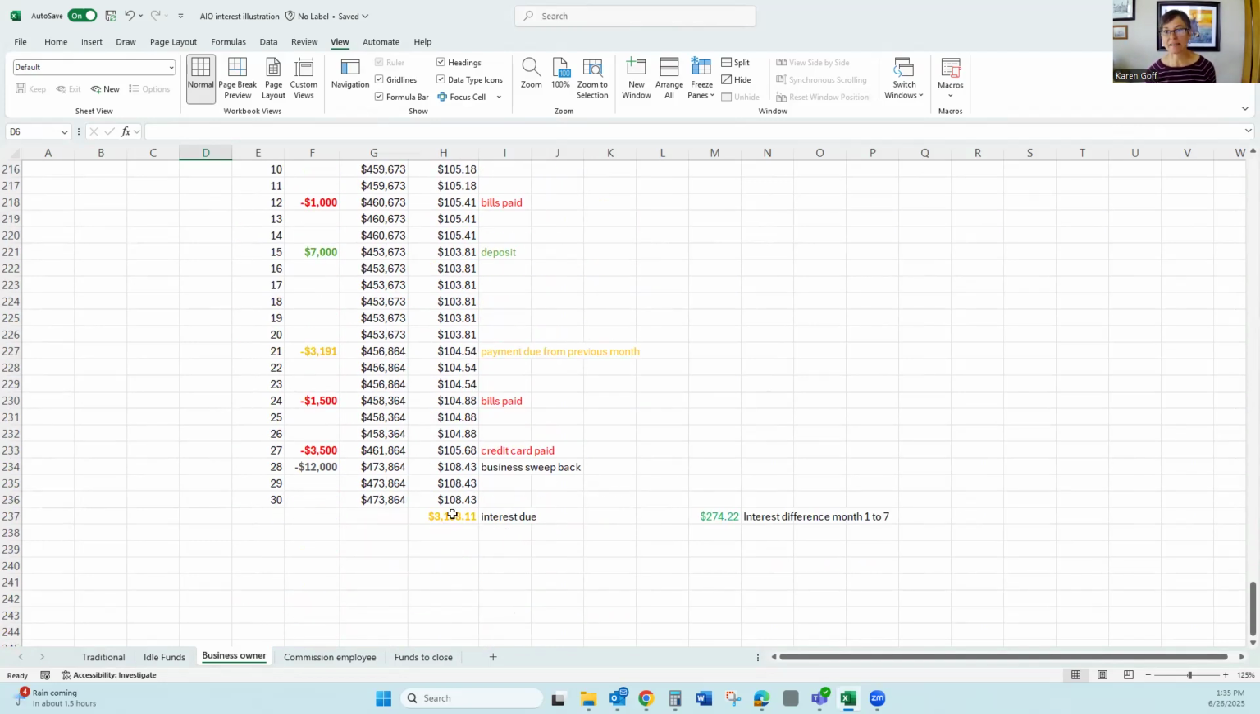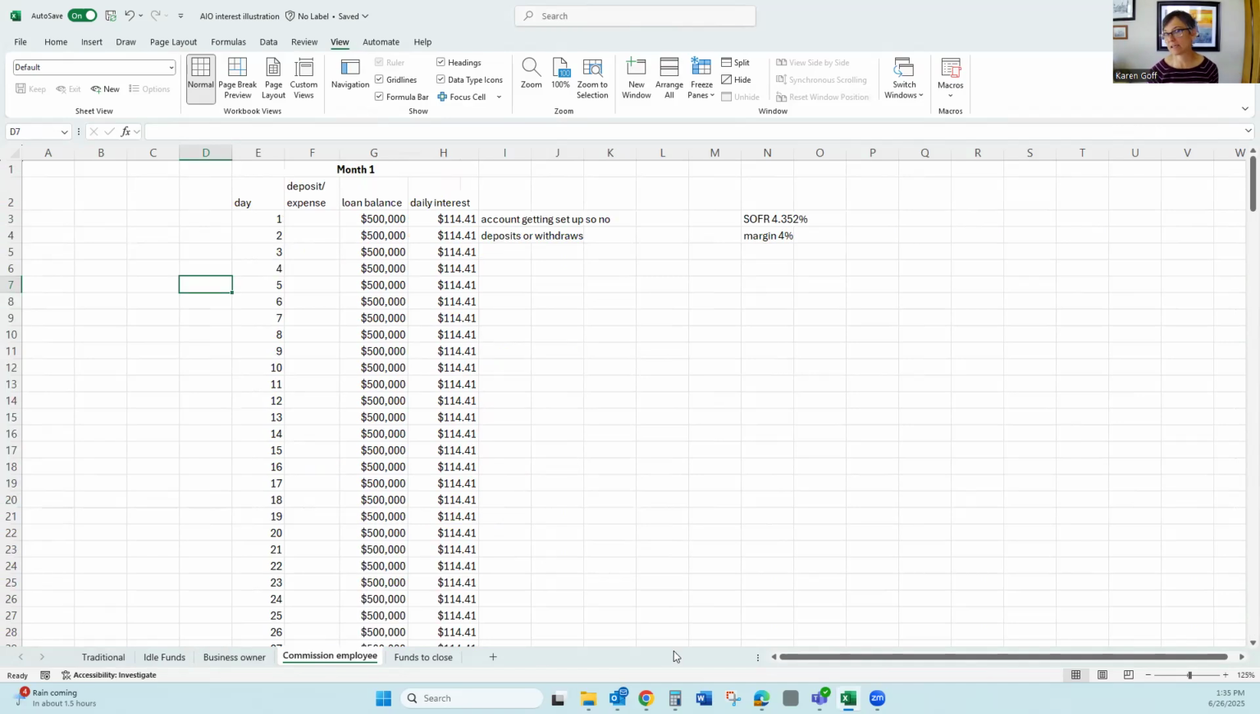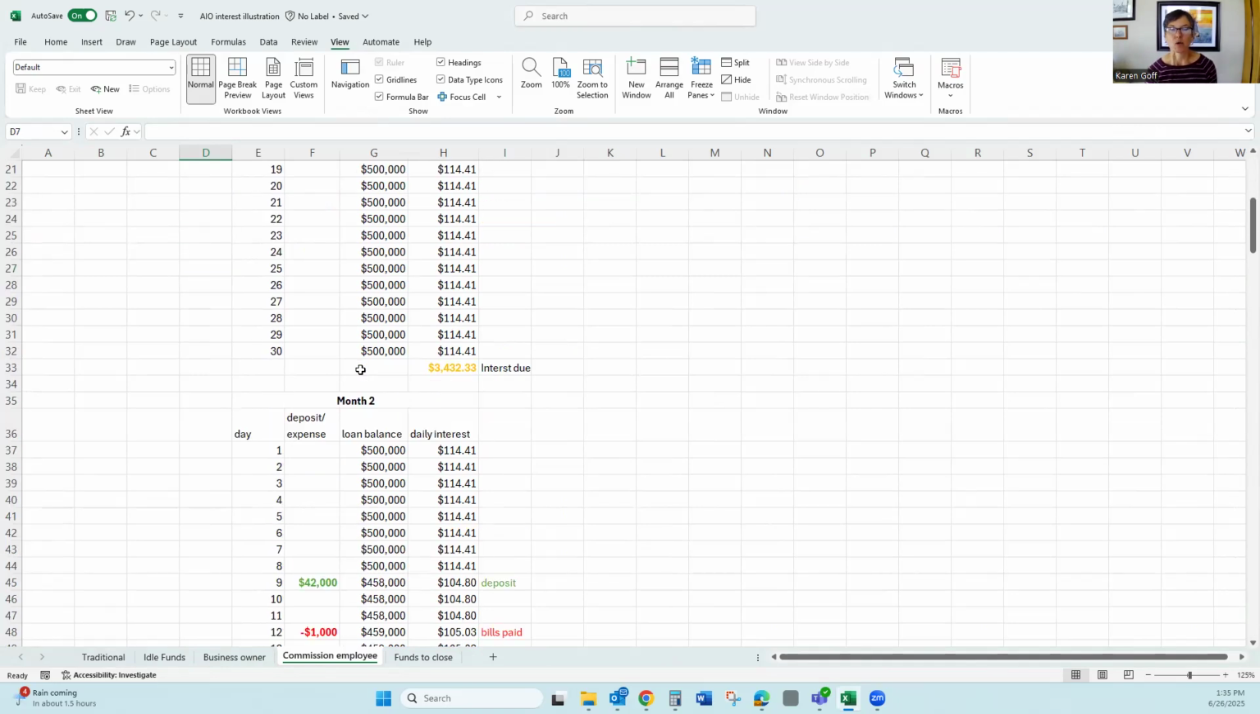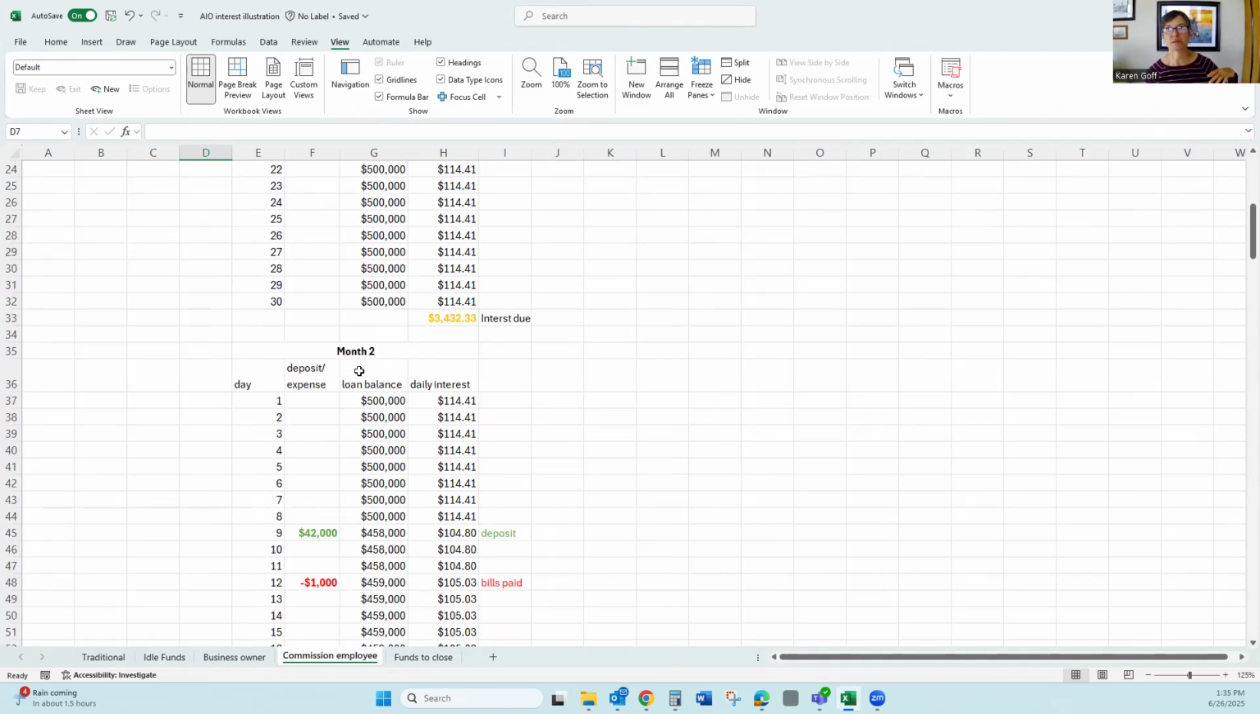And then again, in this case, it was an interest difference from month 1 to month 7 of $274 in savings. Now, again, this wasn't using that big lump sum of idle funds. This was going back to the original one. And then another place it can be super powerful is for commission employees. So I kept the same annual savings, but said it gets split out by you all of a sudden getting big checks here and there.